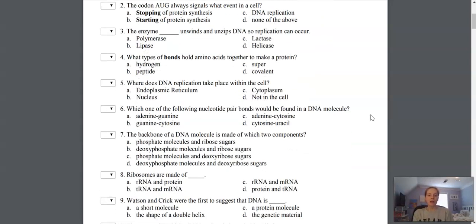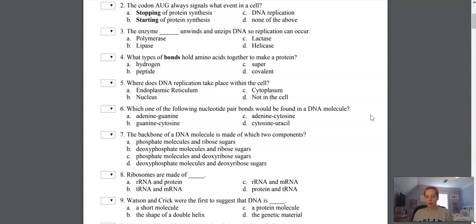3, the enzyme blank unwinds and unzips DNA, so replication can occur. What unwinds and unzips? That is D, helicase. If you put A, polymerase is what adds the bases, so DNA polymerase is what makes DNA. And if you're talking about making mRNA, RNA polymerase makes RNA. So what unwinds and unzips the DNA? That's D, helicase.